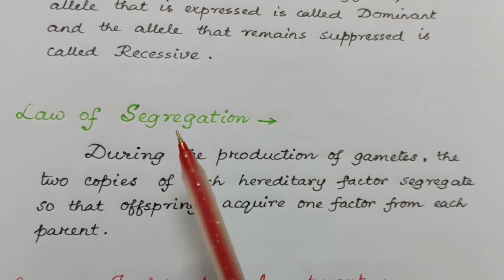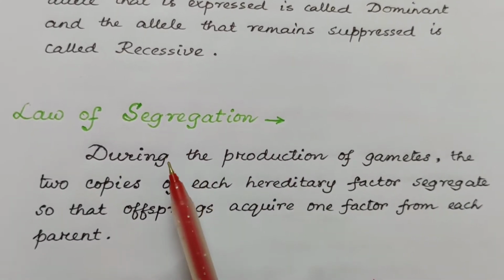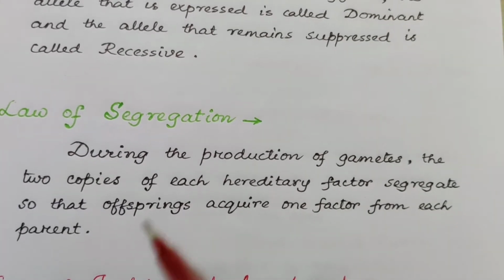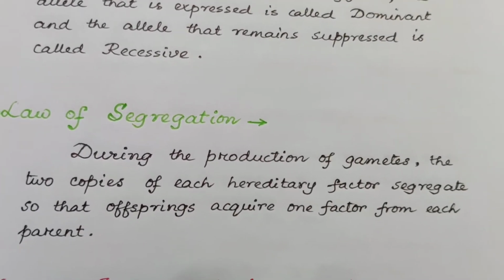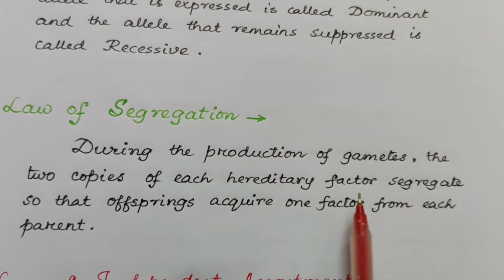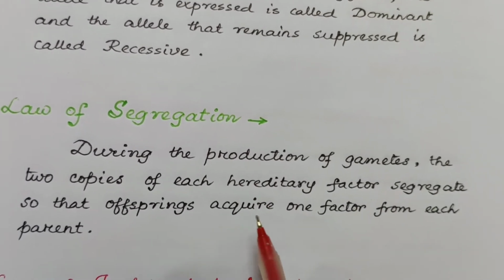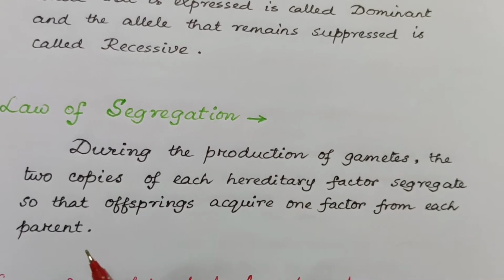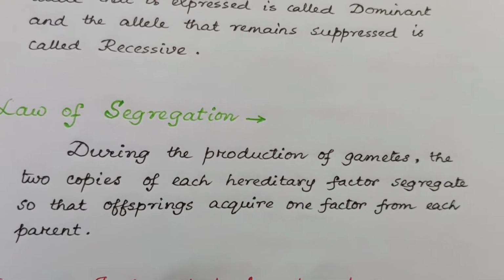Next is the law of segregation. During the production of gametes, the two copies of each hereditary factor segregate so that offspring acquire one factor from each parent. This is called the law of segregation.